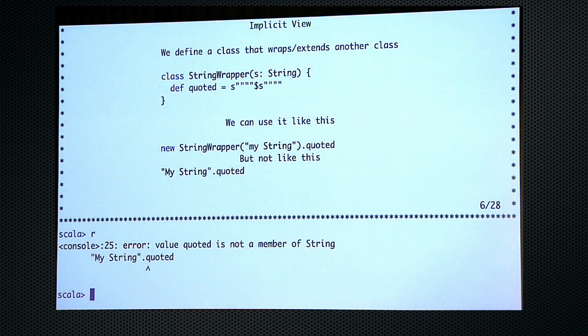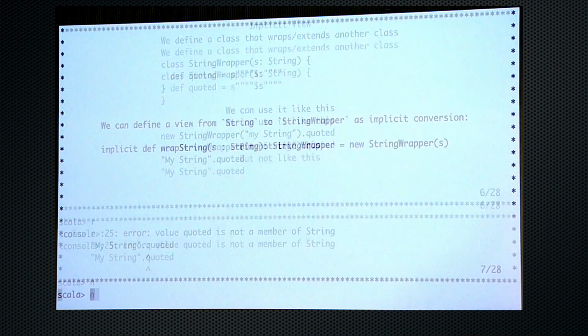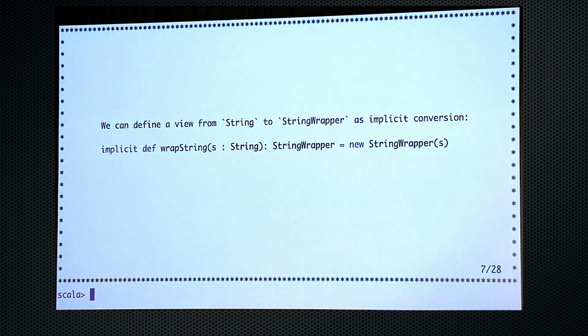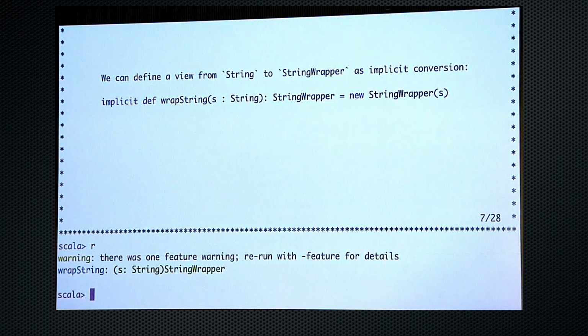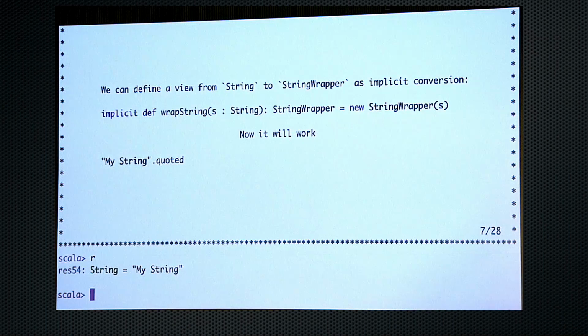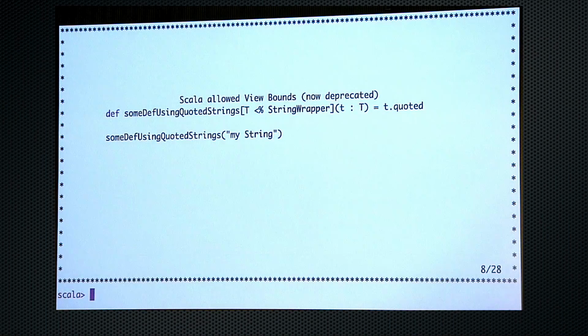Yeah, this will not work at the moment because quoted is not a member of string. Well, you already see where this is going. We can, of course, write an implicit conversion again for this. So we have this implicit wrap string, which calls the string wrapper constructor for us. Again, it gives us a warning because it's a feature you should not misuse. And now we can do this. Okay, well, that's great.